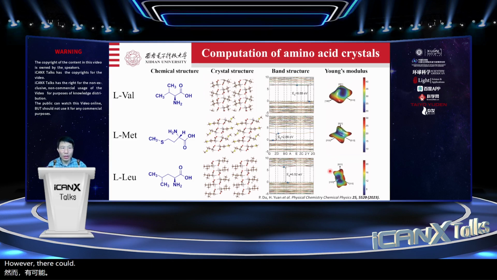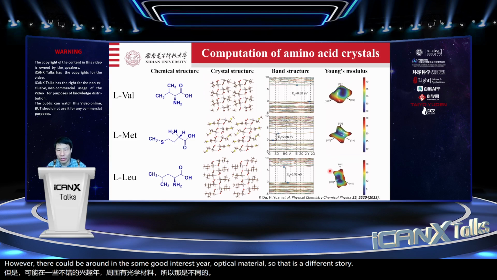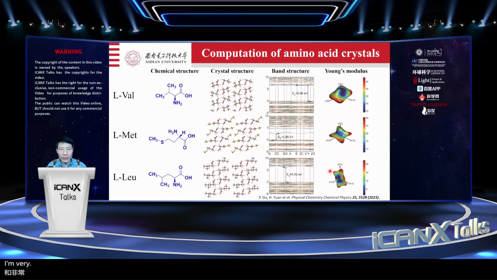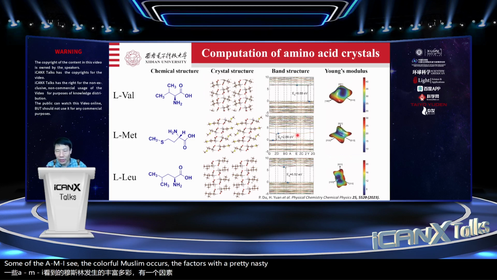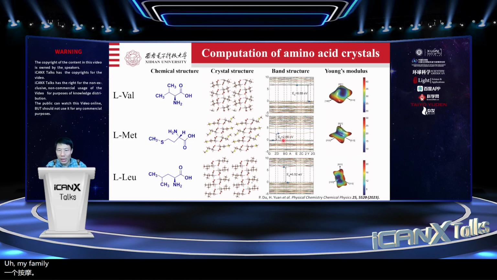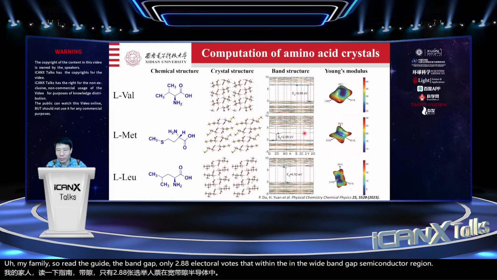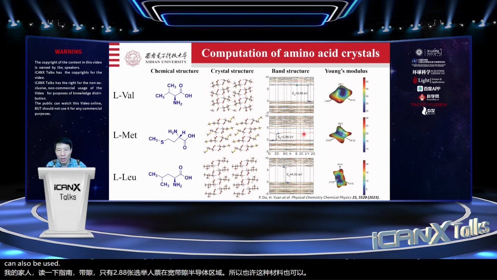However, there could be some good, interesting optical materials. That is a different story. We will not cover that one. Very interestingly, during the calculation, we noticed that some of the amino acids can form crystal structures with a pretty narrow band gap, like methionine. The band gap is only 2.88 electron volts. That's within the wide band gap semiconductor regime. So maybe this material can also be used as a semiconductor. My group is still working on that.